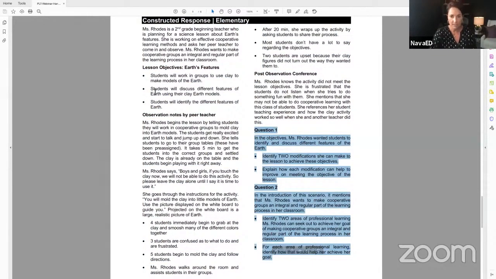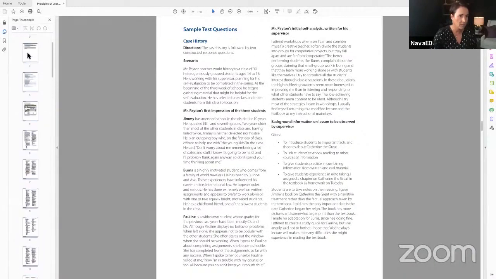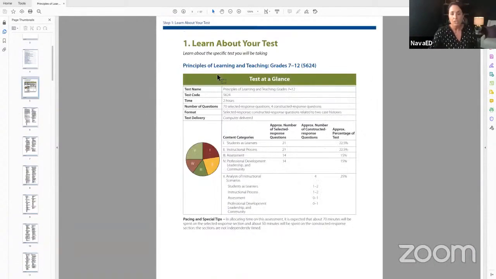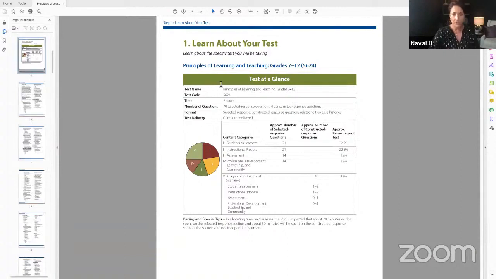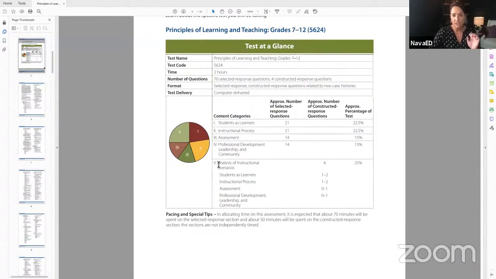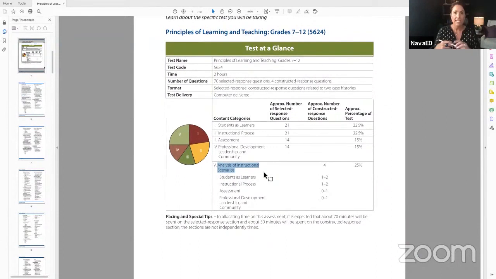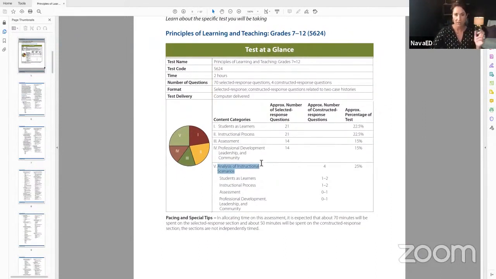Now, let me go to the study companion just so you can see kind of how that works. Okay. Notice that, and it's real important for you to notice, you need to know how things work in your test in order to be successful, okay? So here's the constructed response. It's called Analysis of Instructional Scenarios. And they give you a big, long instructional scenario here.